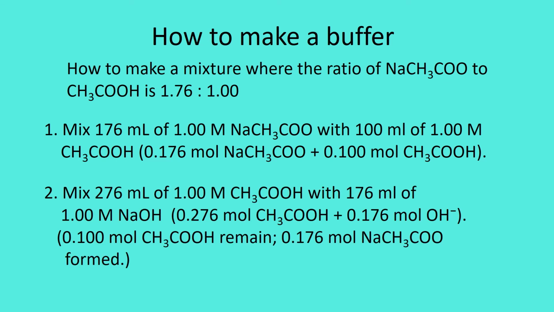And we talked about starting with weak acid and adding strong base. So we could make such a mixture by, for example, mixing 276 milliliters of 1 molar acetic acid with 176 milliliters of 1 molar sodium hydroxide. In this case, we've started out with 0.276 moles of acetic acid, and we've added 0.176 moles of strong base. And so what we end up with is 0.1 mole of acetic acid remains, and we formed 0.176 moles of sodium acetate. So notice we end up with a mixture.